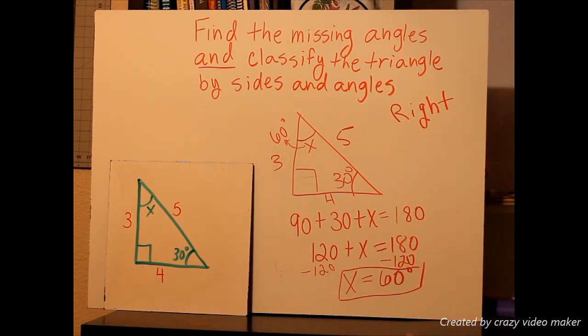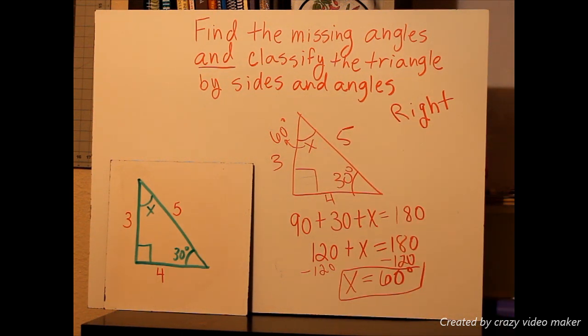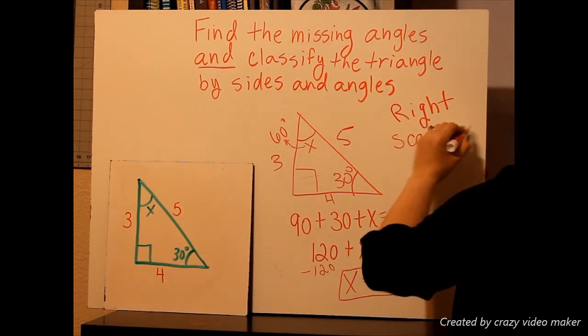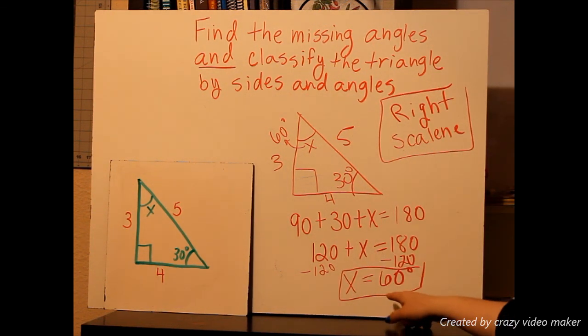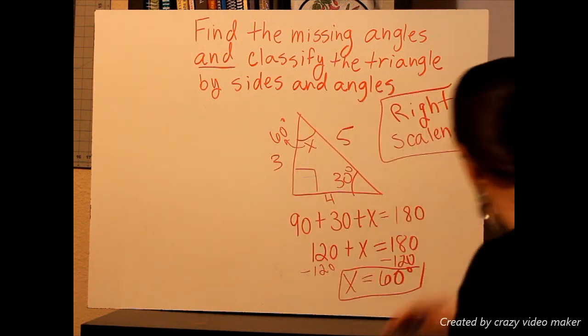And then we are going to look at the sides. 3, 4, and 5. None of them are equal, so that's automatically a scalene. So we have a right scalene triangle, and we found that X was 60 by writing and solving an equation. Anytime you're finding the missing angle, you have got to be writing an equation and solving it, just like we are doing here. All of that equation stuff that we learned before still applies. Use the opposite operation to get your variable alone. Okay, get our next example pulled up here.